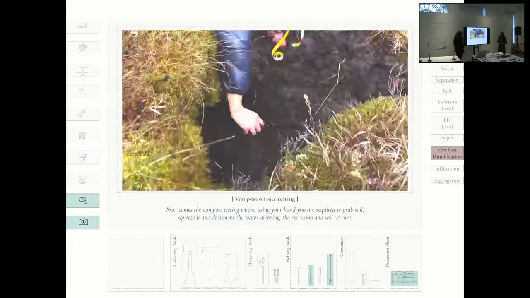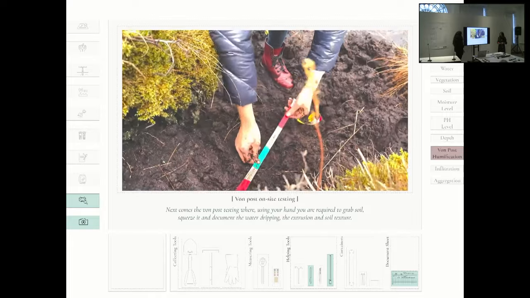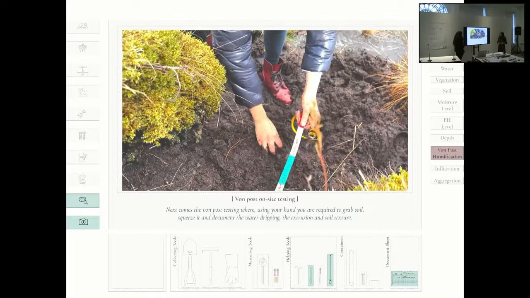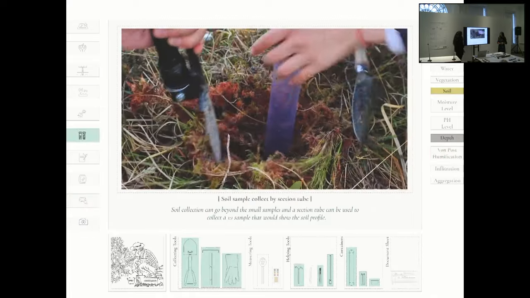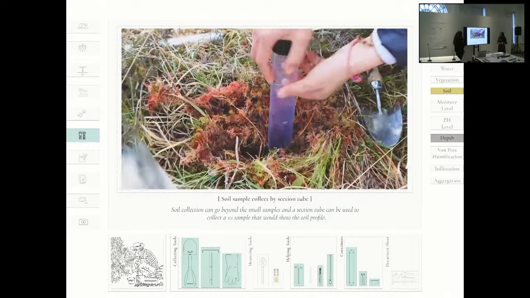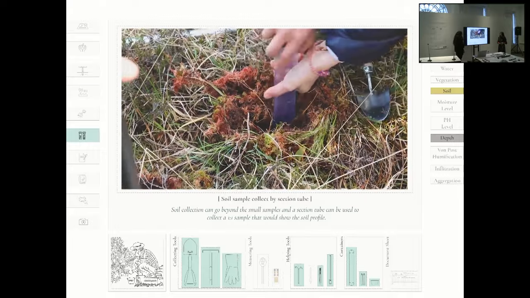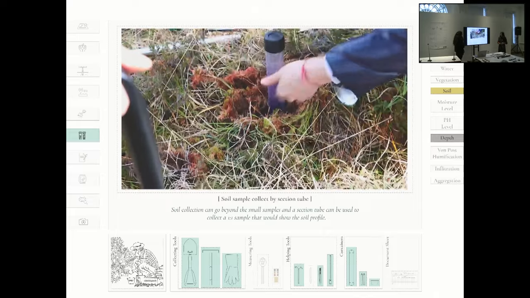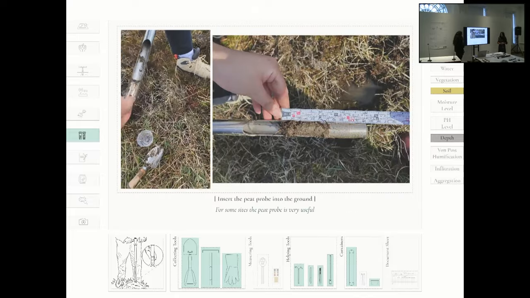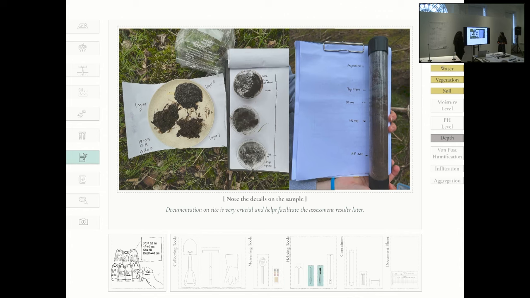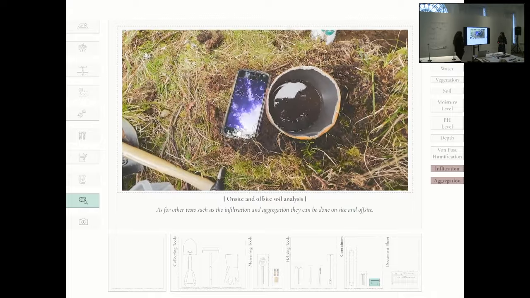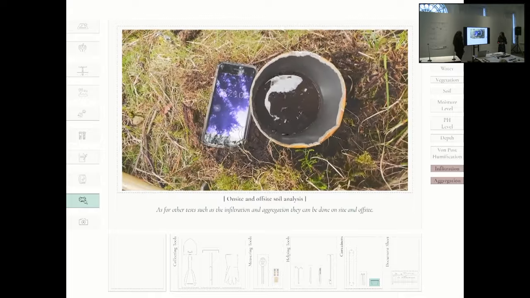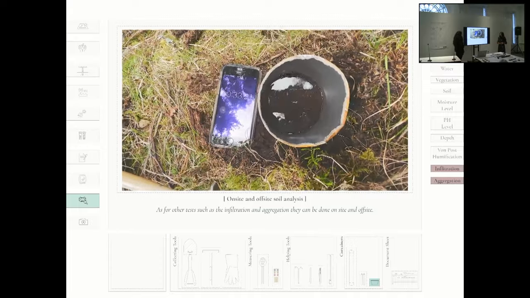Next comes the barcode testing layer. Using your hands, you are required to grab soil, squeeze it, and document the water dripping, the extrusion, and soil texture. Soil collection can go beyond the soil samples, and a section tube can be used to collect a 1-to-1 sample that will show the soil profile. For some sites, the pink probe is very useful. Documentation on site is very crucial and can help to assess the results later. As for other tests, such as the infiltration and aggregation, they can be done on site and off site.